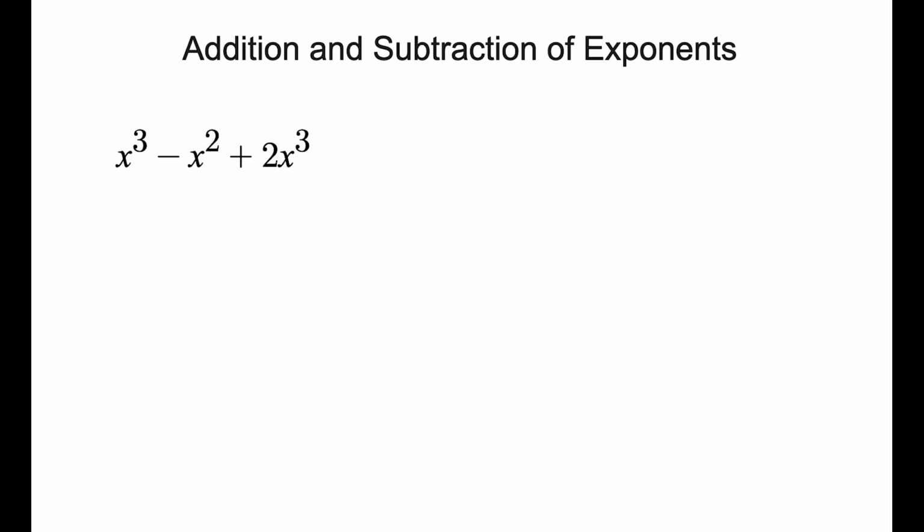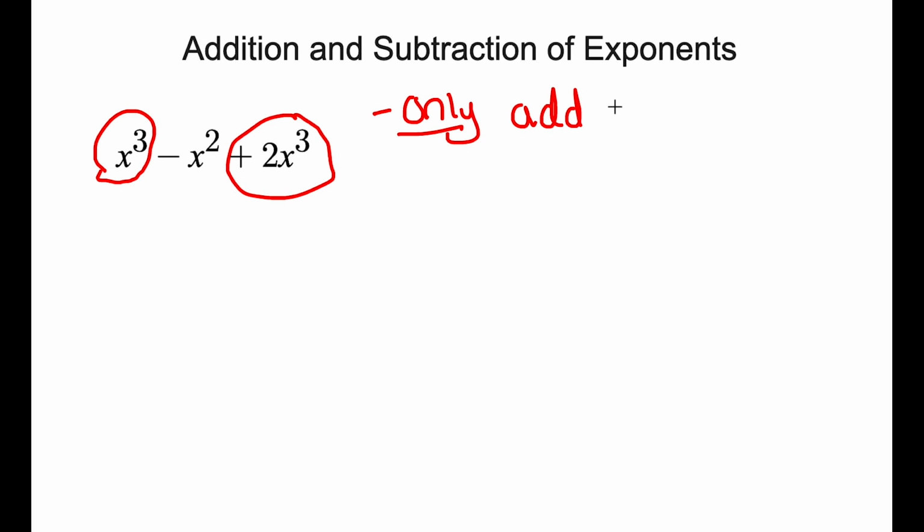Which terms in this problem do you see that have the same exponent? If you said the first term and the last term, then you are absolutely correct. This is x cubed, and this is also x cubed. That means I can add them together. So we will only add like terms.